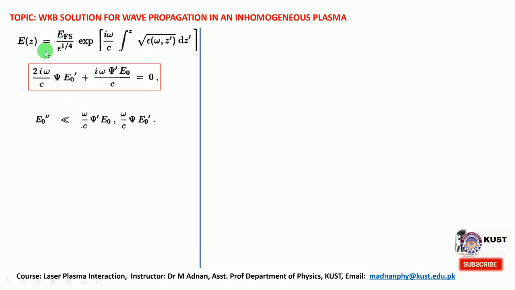Now we'll look for the validity condition for the WKB. In obtaining this solution, the first order equation gave us this thing, where we have ignored, as I told you, the second order derivative with respect to these quantities. By definition, this K, which is omega psi over C, requires that the rate of change of the electric field has to be smaller than K E0. Then one can obtain that lambda times the derivative of epsilon with respect to Z, where epsilon is nothing but the plasma dielectric function, has to be much smaller than epsilon, where this lambda is 2 pi over KZ.